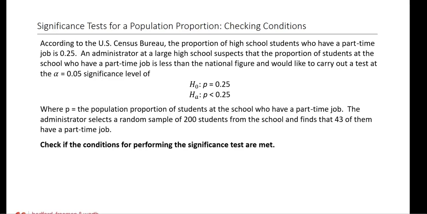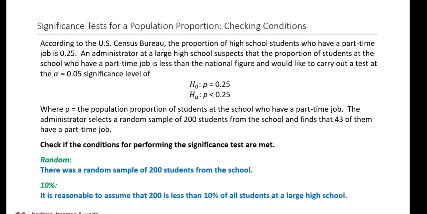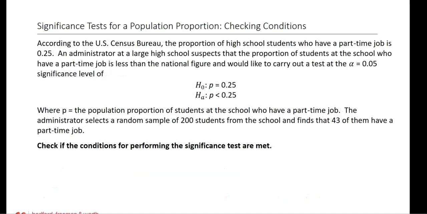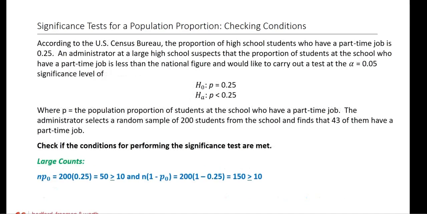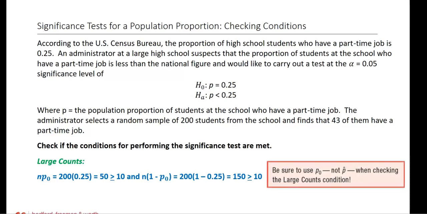I think the hard condition to check is the np. In this case, it's not p hat, so n times p. 200 times 0.25 is greater than or equal to 10, and 200 times 0.75 is greater than or equal to 10. That's I guess the tougher condition: 50 and 150 are both greater than or equal to 10. Be sure to use p, not p hat there.